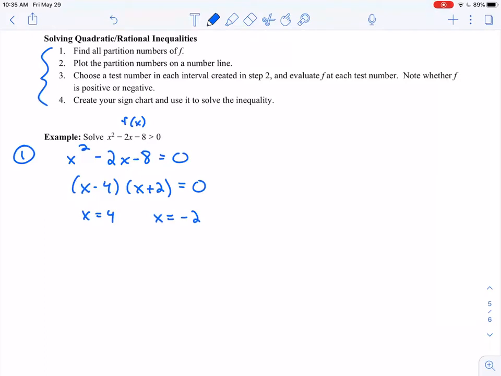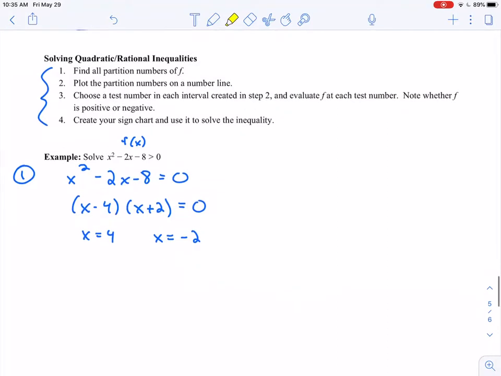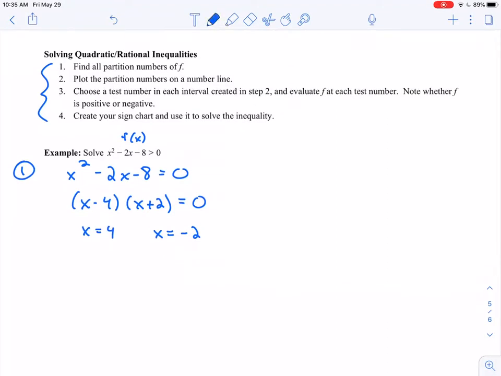But it may not be all of the partition numbers I have, because I also need to think about where f of x is discontinuous. Well, in this case, it's really nice because the function we're working with here, our function f of x, is a polynomial. It's continuous everywhere, so I don't need to worry about it. So that means that x equals 4 and x equals negative 2 are our two partition numbers. So that's all I'm looking for in step 1. In the next example, we'll look at what happens if our function does have a discontinuity. What does that look like then?